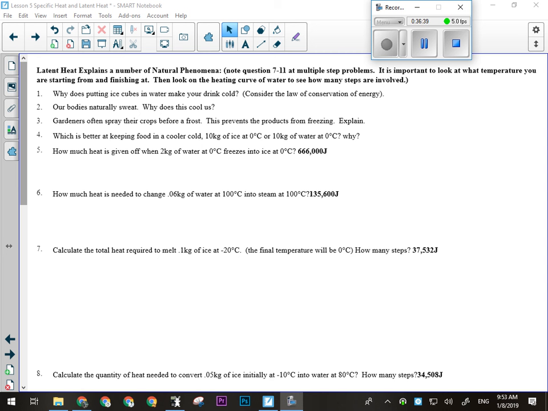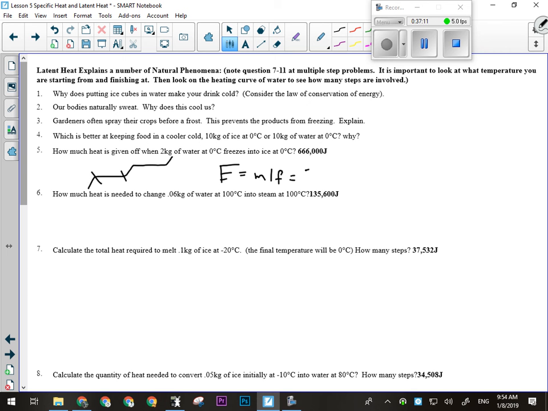All right, question number 5 is asking how much heat is given off when 2 kilograms of water at 0 degrees freezes into ice at 0 degrees. How many steps does this question have? One. There's no temperature change here, right? It's starting at water at 0, freezing into ice at 0. The only step here, if we're drawing the heating curve of water, is this step right here, where we freeze water. So all we have to do is go E equals m L_f.